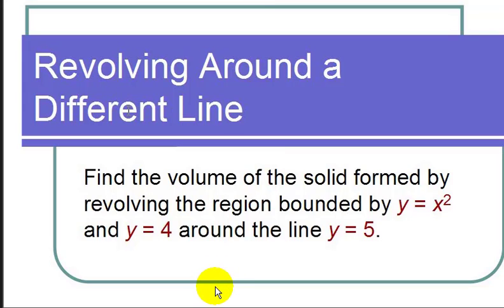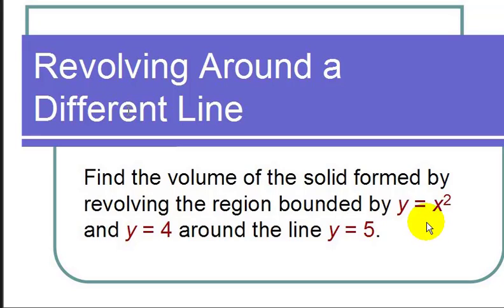This is a video on using the method of washers to find the volume of a solid that's formed by revolving a region around an axis that is above the x-axis. So the question is, find the volume of the solid formed by revolving the region bounded by y equals x squared and y equals 4 around the line y equals 5.